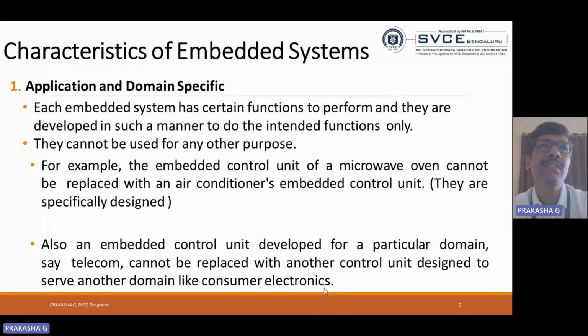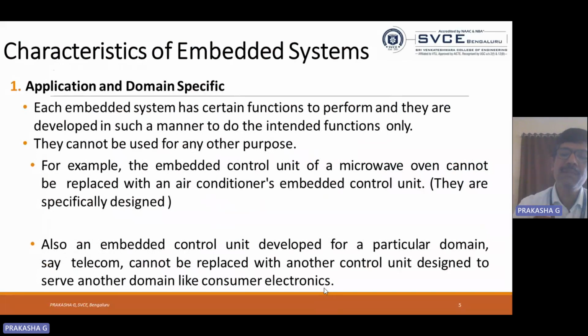One is the cooling embedded system, the other is the heating embedded system. They have a specific purpose; they are specifically designed for that. Similarly, an embedded control unit developed for a particular domain, say the telecom domain, cannot be replaced with a control unit designed for another domain like consumer electronics. We have an embedded system for the telecom domain that cannot be replaced by the consumer electronics control unit itself.